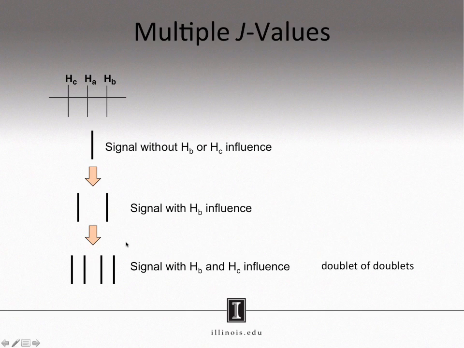An example that would cause this type of situation can be seen here in the middle. If we look at this green proton, we can call that HA. If this green proton is HA, it is being split by this blue proton and this purple proton, which are not the same. Therefore, this green proton would show up as a doublet of doublets.